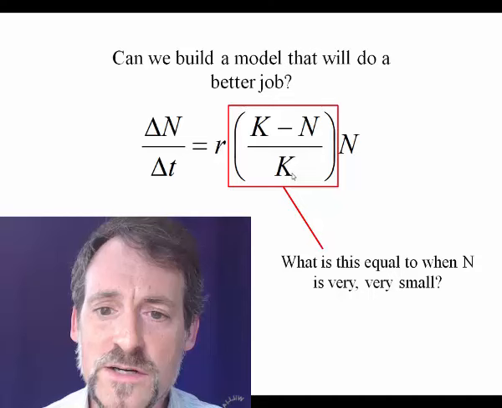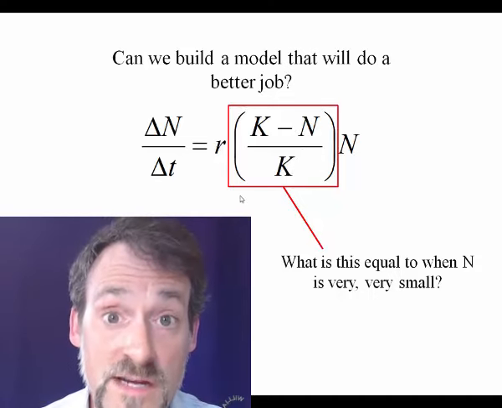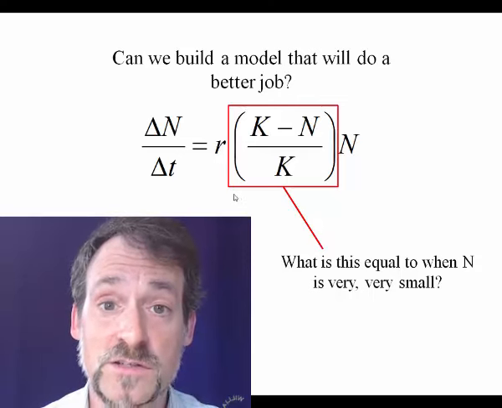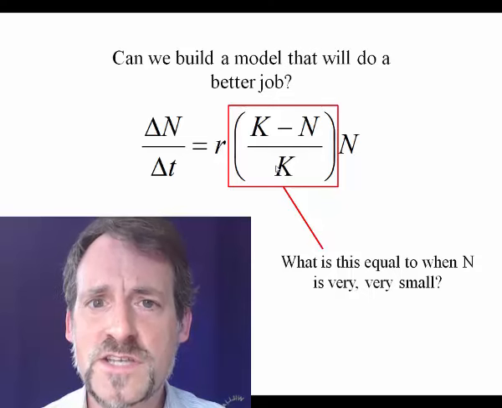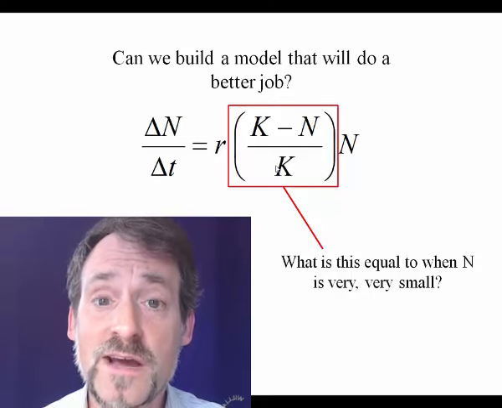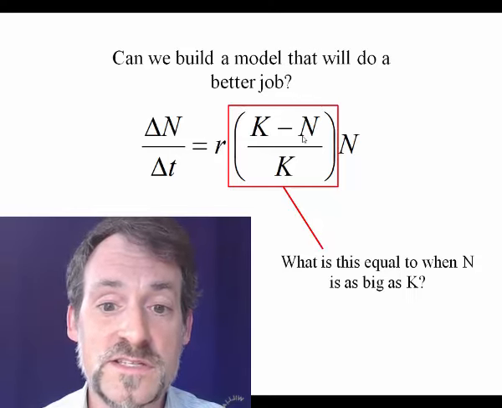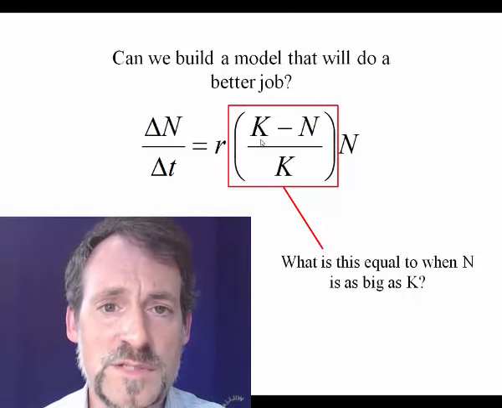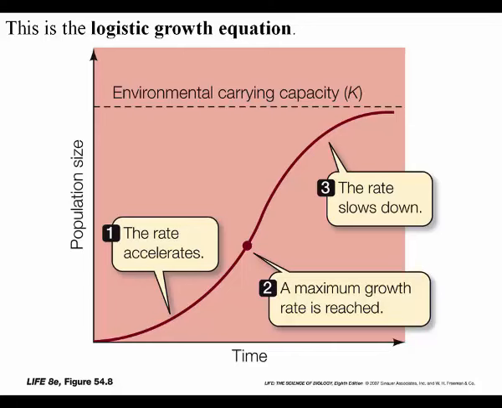So what we're seeing here is that when n is very small, a population grows essentially exponentially. It goes faster and faster. It grows faster and faster the bigger it gets. But as it starts approaching some size, it slows down and slows down and slows down until when n is equal to this number k, it stops growing entirely. This is called the logistic growth equation. And here's how it behaves.